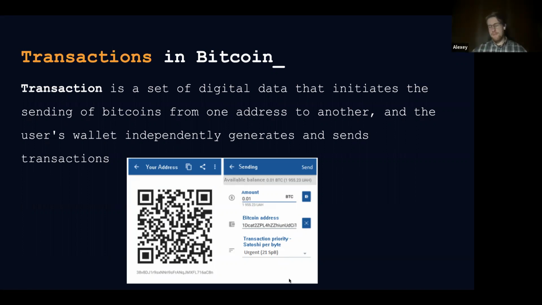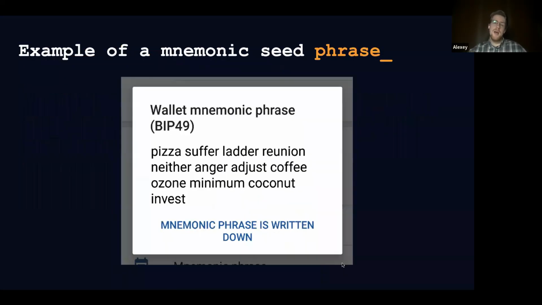And then the wallet automatically generates the proper structure and sends it into the pool. And then validator nodes take the transactions from the pool, verify them, put them into the block and send it into the system. Here is an example of a mnemonic seed phrase.